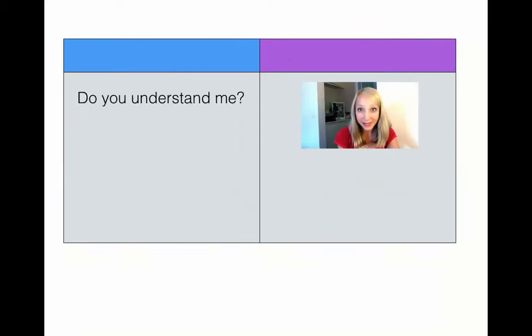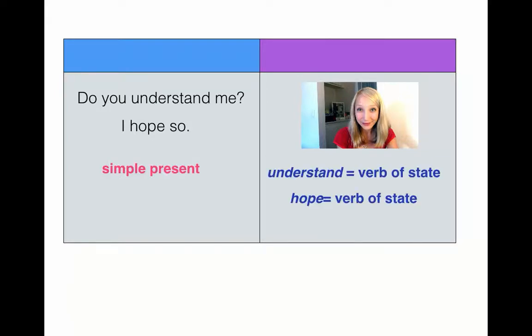Do you understand me? I hope so. Which tense did I use here? Yep, you know I used the simple present because you don't see ing. Even though we're talking about right now, I did not use the present progressive because understand and hope are verbs of state.